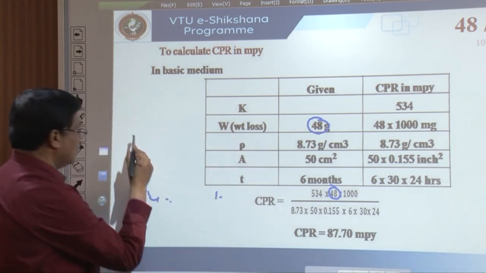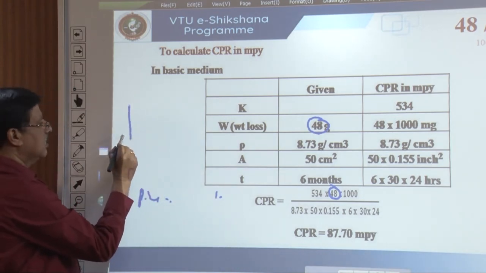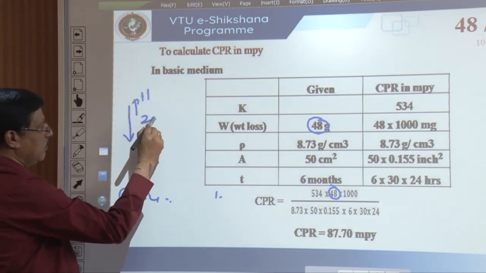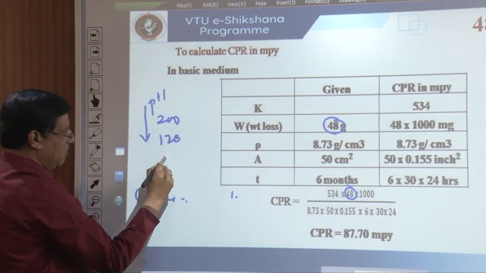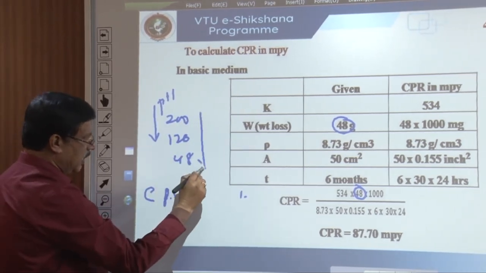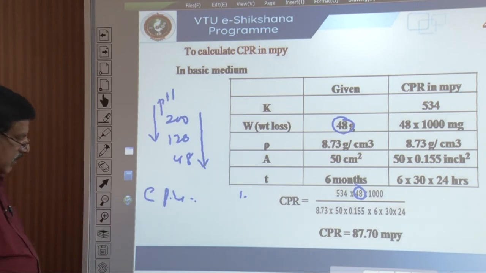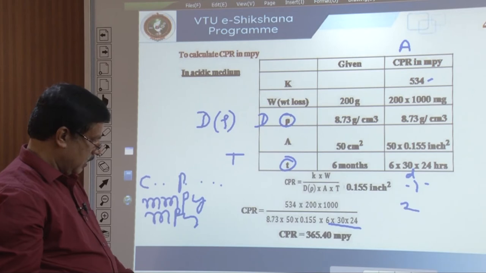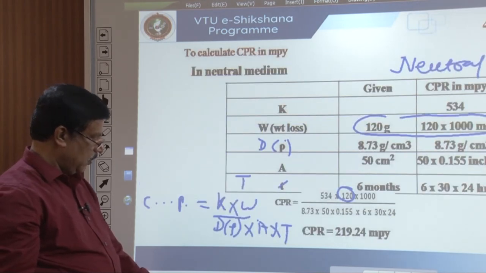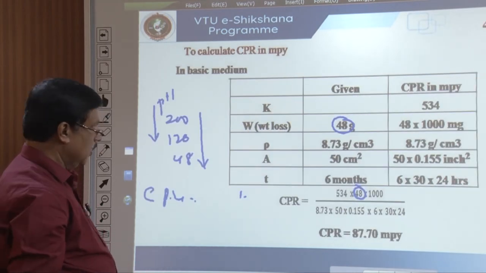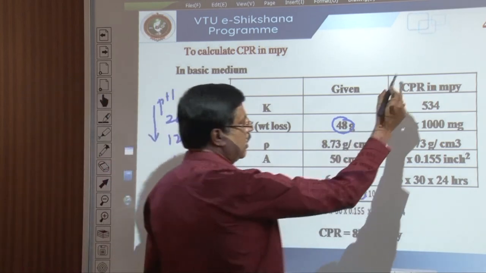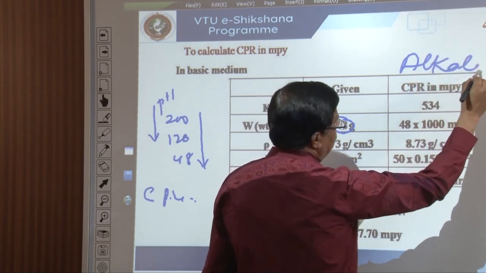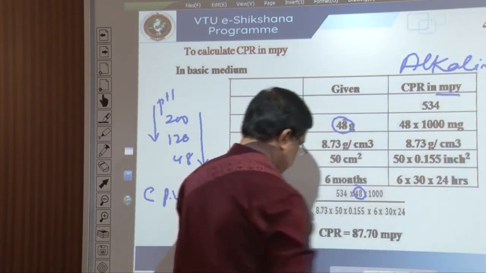So the rate of corrosion decreases with temperature, with pH. That means if it is 200 gram, then 120 gram and 48 gram, the values are decreased. So 87.6, the other one is 219, the other one is 365, that is 365, 220 and 88. So this is the one you have to do. This is in terms of alkaline medium.